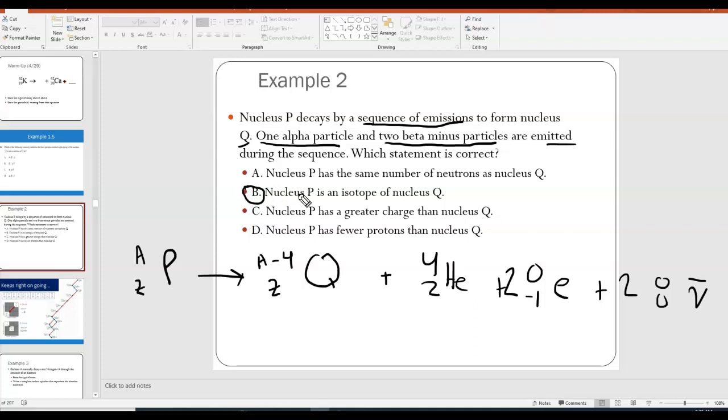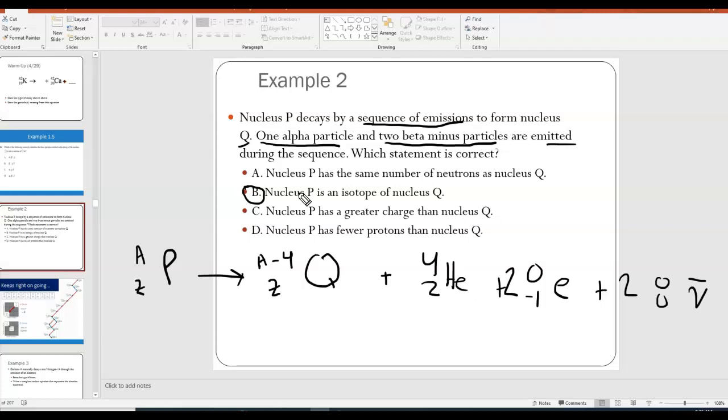Okay, and the other ones don't work. A doesn't work because they don't have the same number of neutrons. They have the same number of protons, but they have different mass numbers, which means they have a different number of neutrons. C doesn't work.